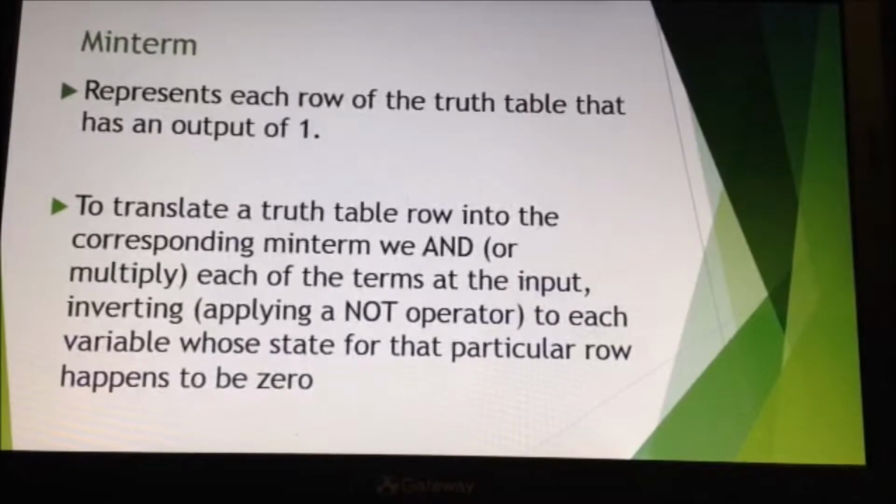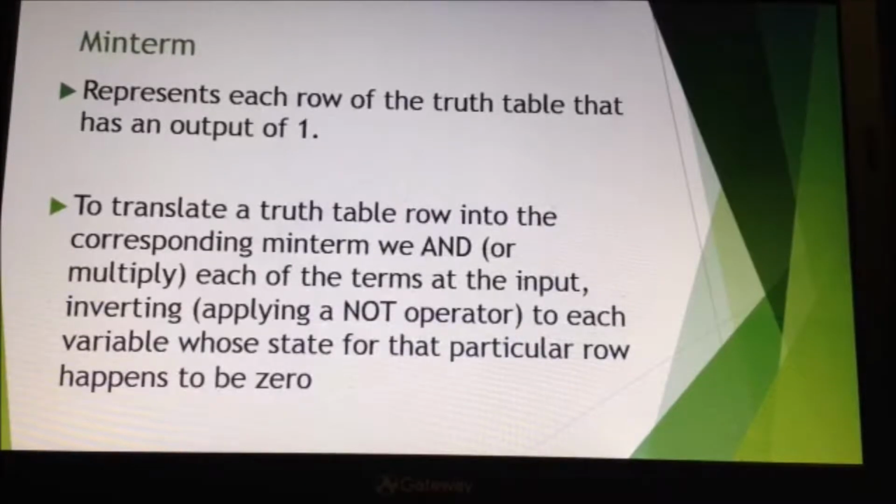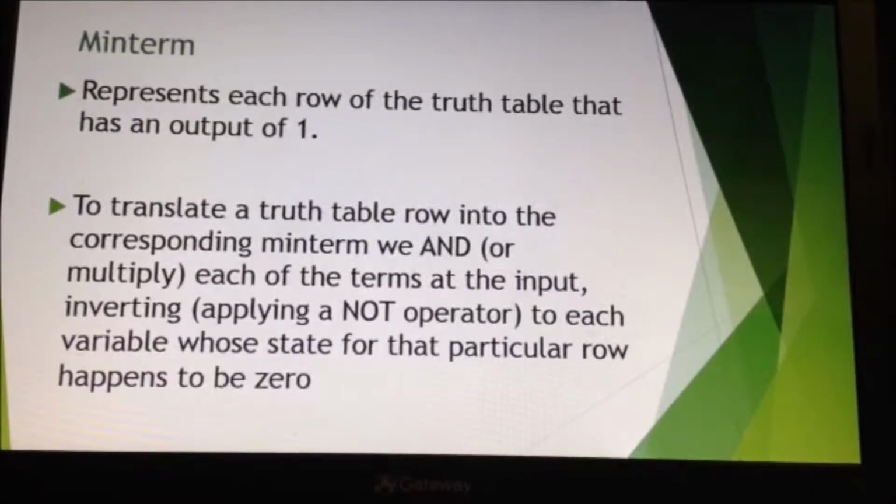Min terms represent each row of the truth table that has an output of 1. To translate a truth table row into the corresponding min term, we AND or multiply each of the terms at the input, inverting, applying the NOT operation to each variable whose state for that particular row happens to be 0.